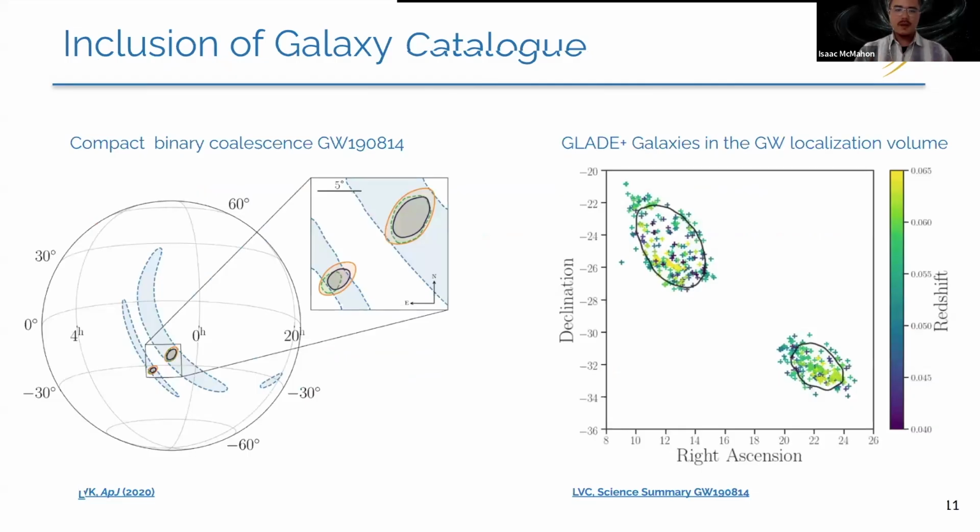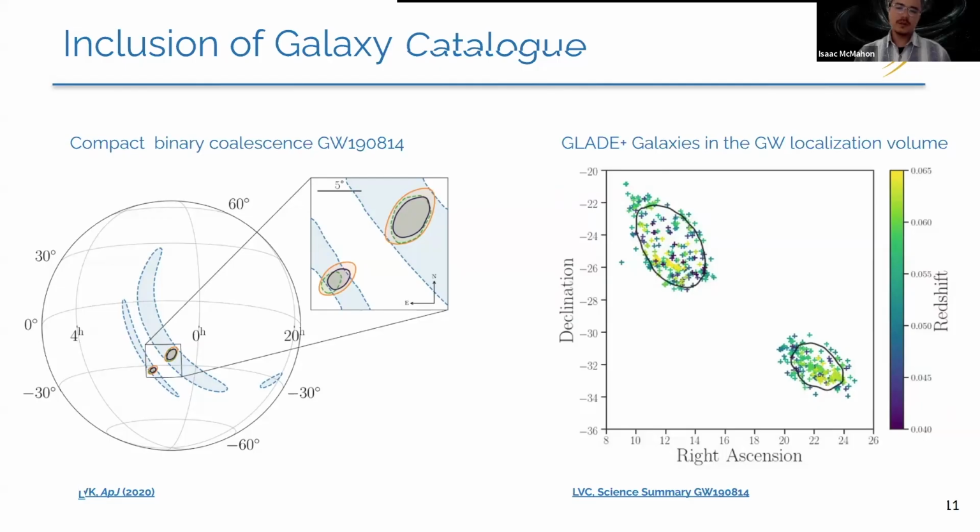So for example, this is an example event, GW190814, which is one of the best events that we have so far in terms of volume. It has the lowest volume of all of our events. On the left-hand plot, you can see the localization area. This is from the gravitational wave data alone. We can tell which direction it came from and how far away it is, but this is still kind of a blob in space. And on the right side plot, you can see all of the galaxies in our galaxy catalogs that lie within this volume.